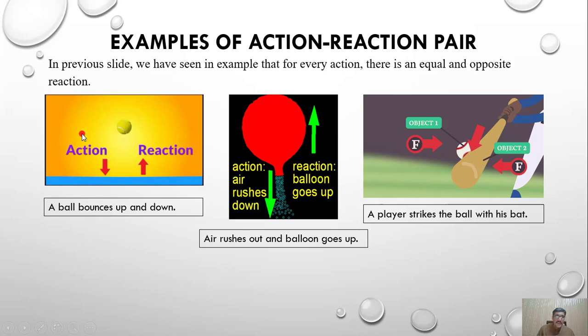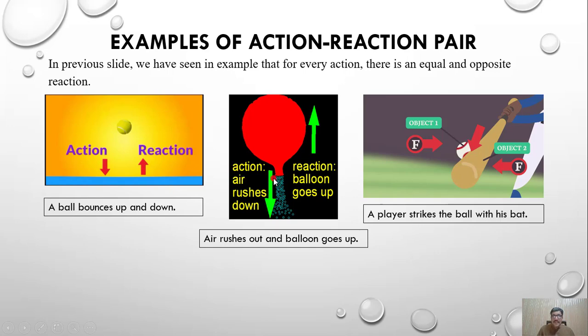So here again two forces are acting. One is action, another one is reaction. When we throw a ball, the ball coming downwards when it hits the surface is the action. In correspondence to that, when the surface applies some force, that will be a reaction force, and the ball will move up. In this way, a ball bounces up and down because action and reaction occur in a pair.